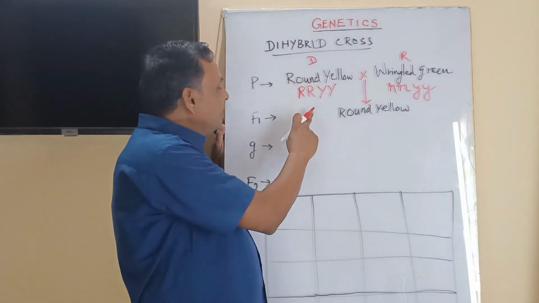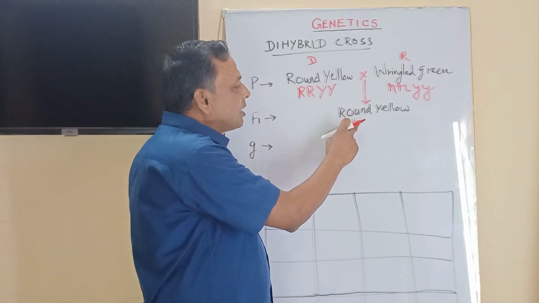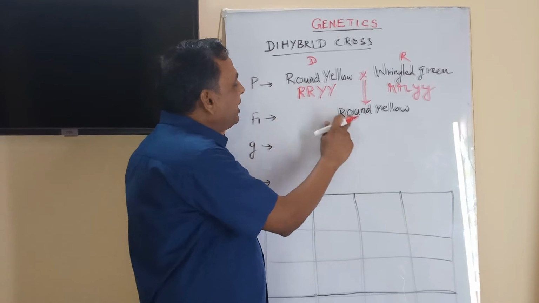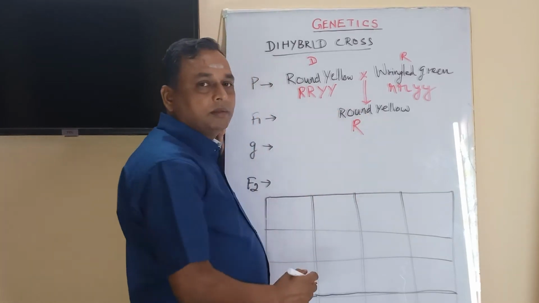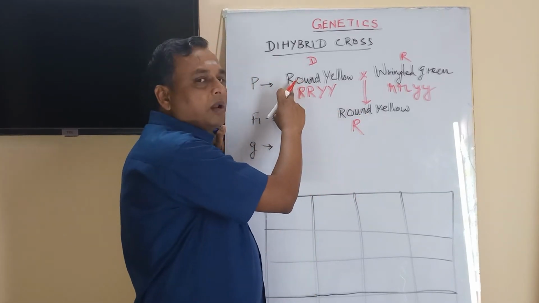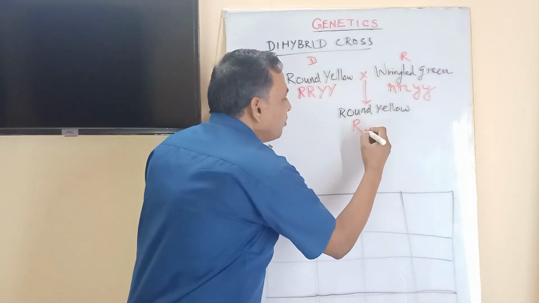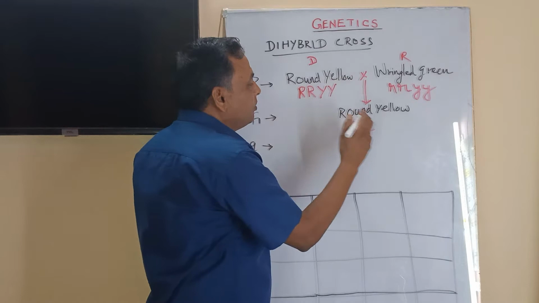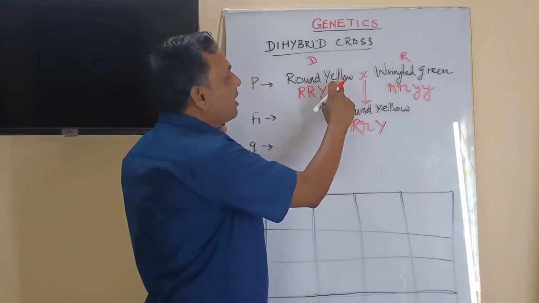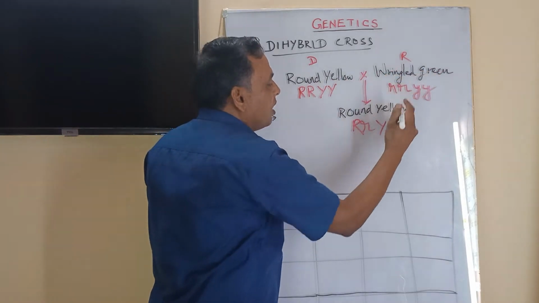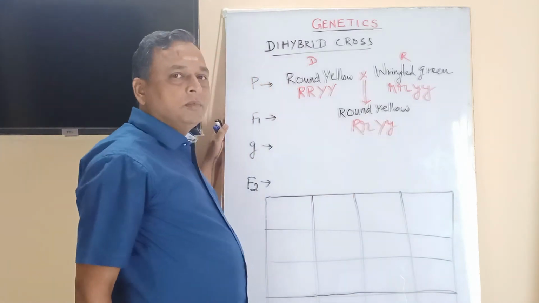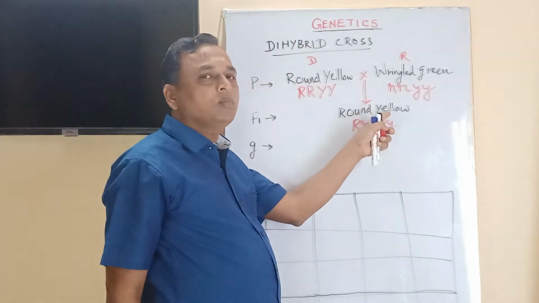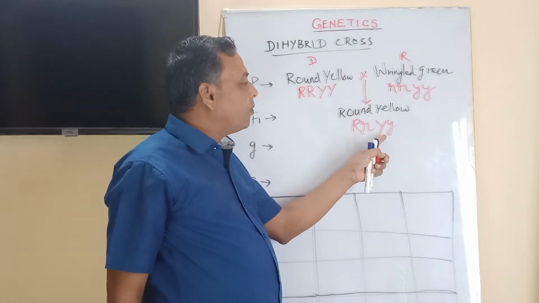But in F1, when we get this round yellow, from the round parent only one allele will be passing. What is the pair for round? Wrinkled. From there, one allele. The next trait, yellow, from there Y. The pair of yellow is green, small y. So we are getting heterozygous round yellow: capital R, small r, capital Y, small y.